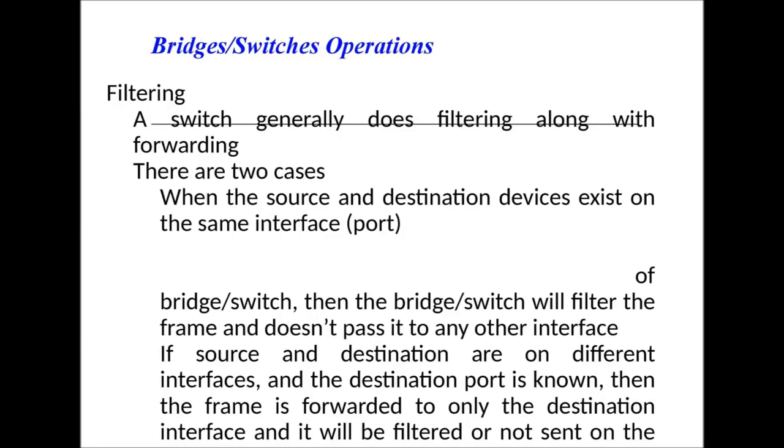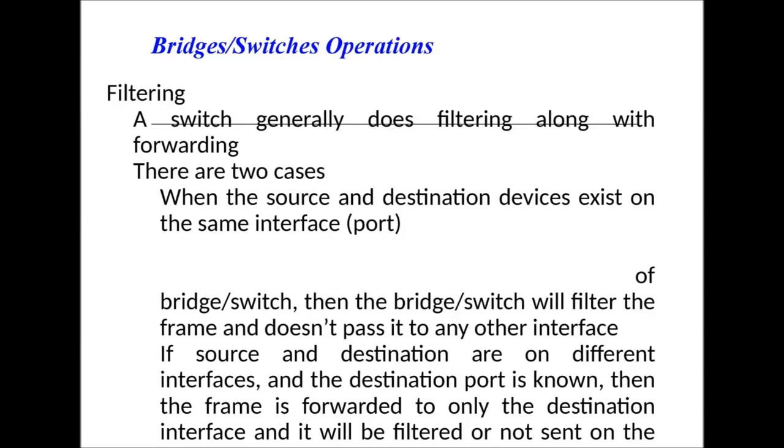There are 2 cases in filtering. Case number 1, when the source and destination devices exist on the same interface. Same interface means same port, because every internetworking device contains some ports, and these ports are called interfaces. Normally a switch is available in 24 ports, 48 ports, 72 ports, and so on.